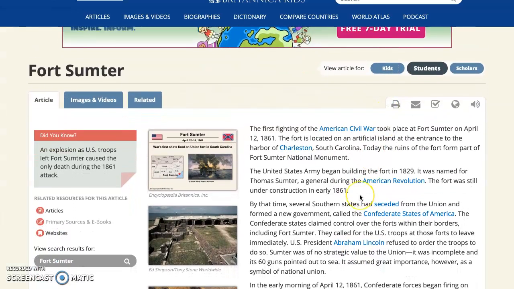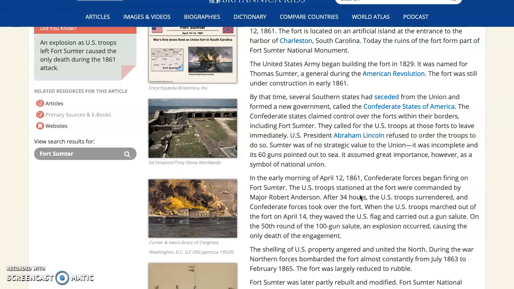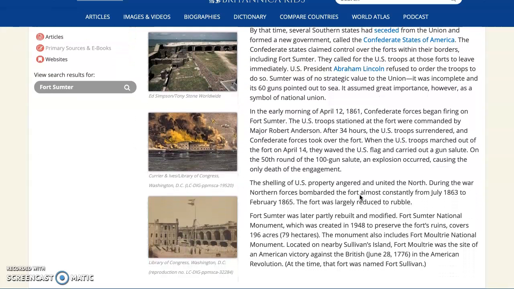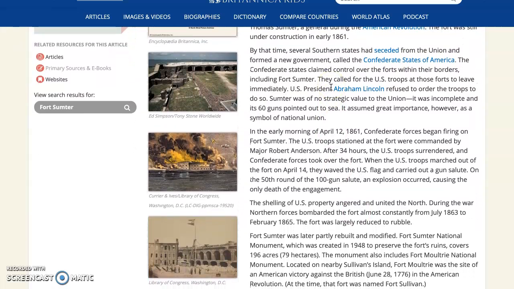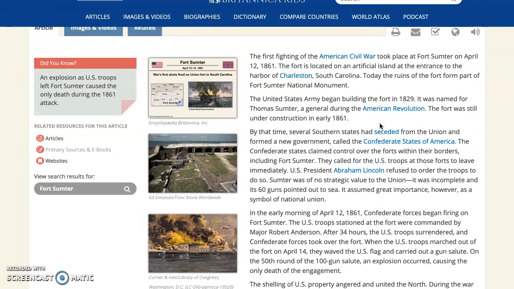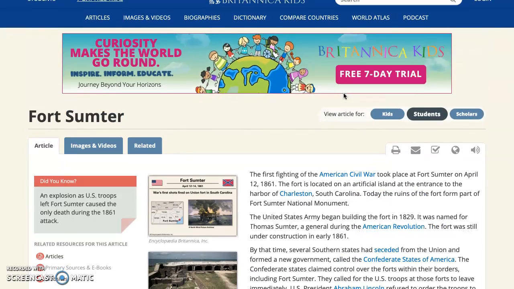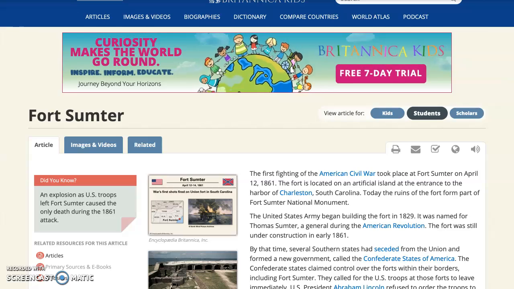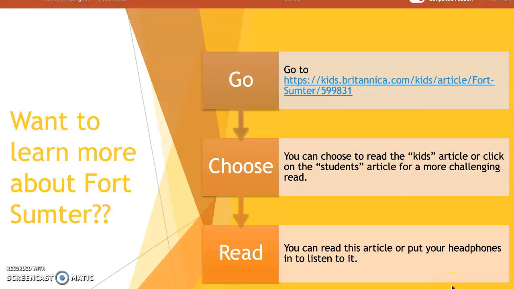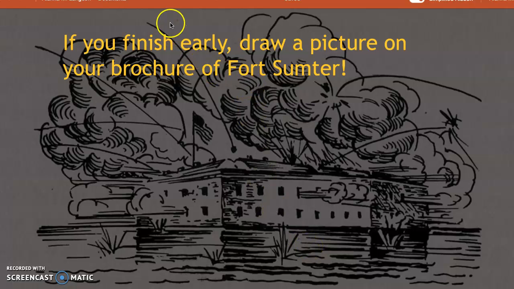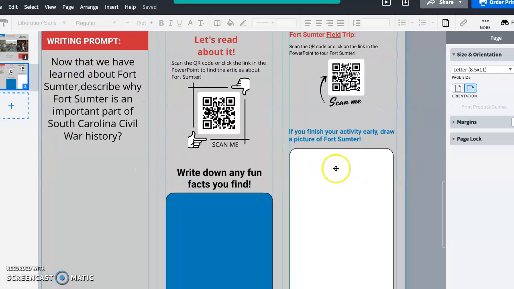The students section gives you the same information that they would need to answer the writing prompt that they're going to do at the end. This just gives you a little more in-depth, and it'd be a little more challenging for my students who are higher level readers. So they can choose to do the kids article or the students article, whichever one they feel comfortable with, and they can listen to it. For my early finishers, there's a section on the brochure where they can draw a picture of Fort Sumter.